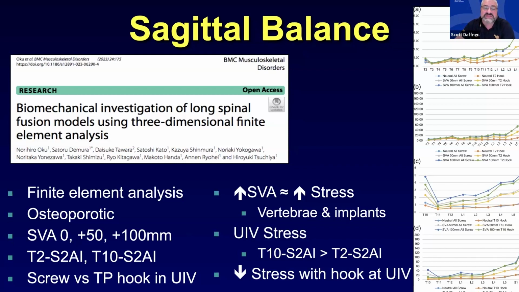Not surprisingly, as the SVA increased, so did the stress on both the vertebrae and the implants. Interestingly, the UIV stress was highest with the shorter construct, with going T10 to pelvis as opposed to T2. But there was decreased stress at the UIV with the addition of a hook as opposed to the screw.